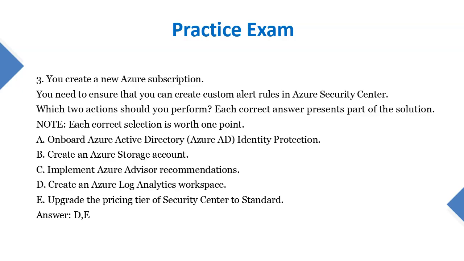3. You create a new Azure subscription. You need to ensure that you can create custom alert rules in Azure Security Center. Which two actions should you perform? Each correct answer presents part of the solution. Note: each correct selection is worth 1 point. A. Onboard Azure Active Directory, Azure AD, Identity Protection. B. Create an Azure Storage account. C. Implement Azure Advisor recommendations. D. Create an Azure Log Analytics workspace. E. Upgrade the pricing tier of Security Center to Standard. Answer: D, E.